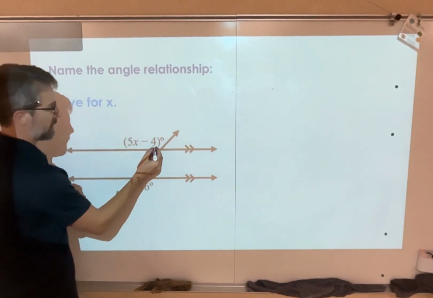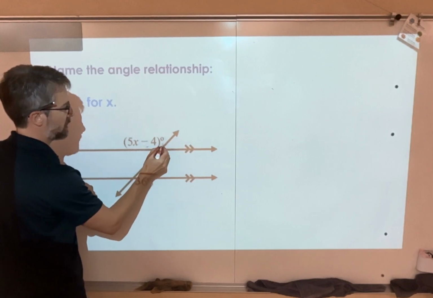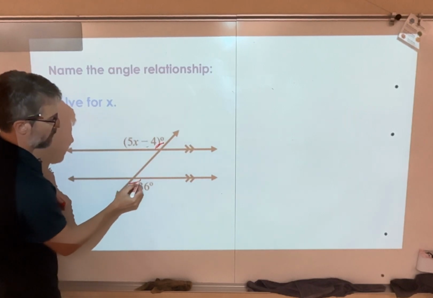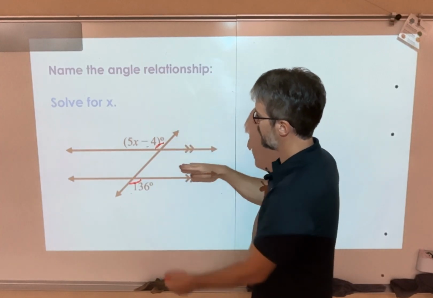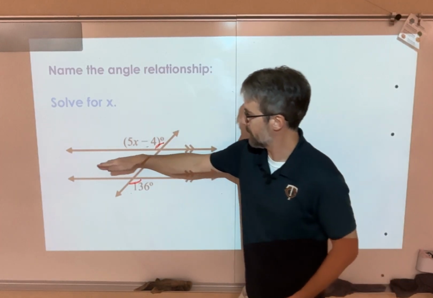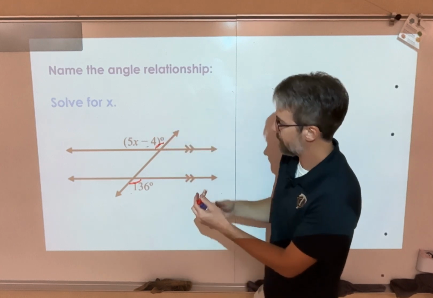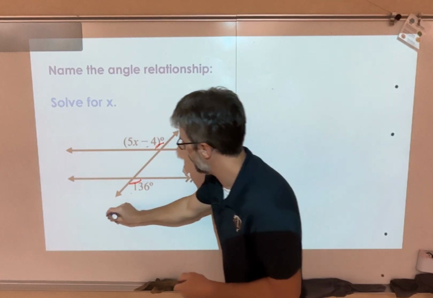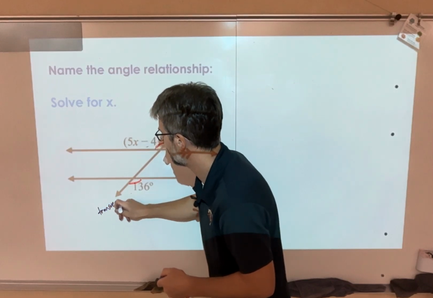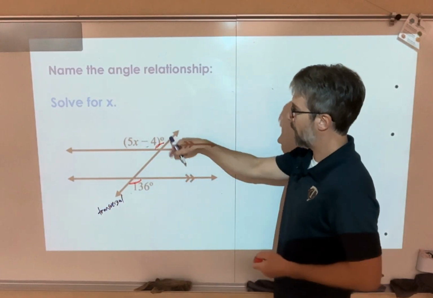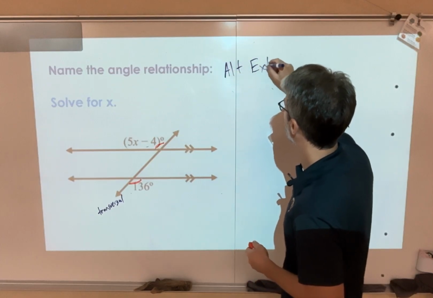So we are talking about the angle right here where the 5x minus 4 is, and the angle down here where the 136 is. Now those are both on the exterior, right? The interior is kind of blank here between the two parallel lines. Those are exterior angles, and they're on opposite sides of the transversal, right? That line that cuts through the middle is the transversal. And so they're alternate exterior angles.